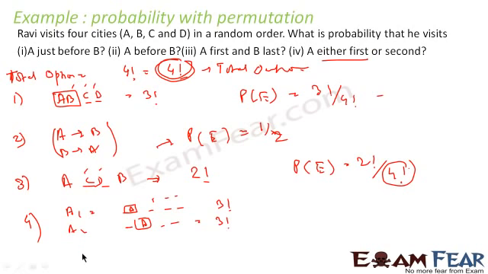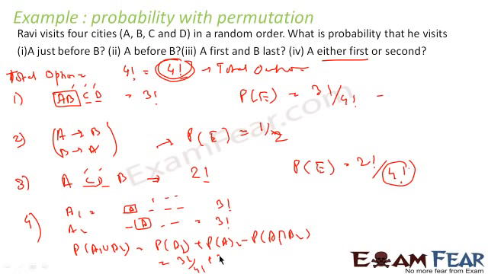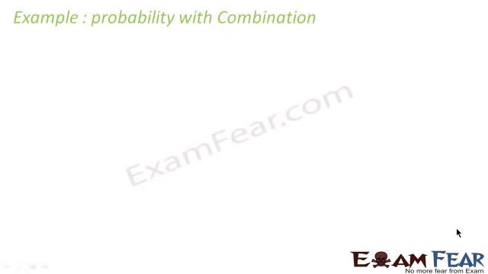So the total is P of A1 union A2, equal to P of A1 plus P of A2 minus P of A1 intersection A2. P of A1 is equal to 3 permutation by 4 permutation, and P of A2 is also 3 permutation by 4 permutation, and the intersection is equal to 0 because there is nothing common. They are mutually exclusive events. So this is equal to 2 into 3 permutation by 4 permutation. That is the answer.